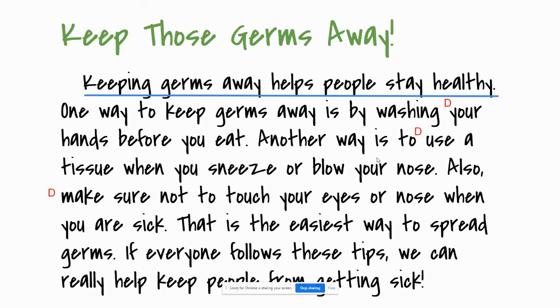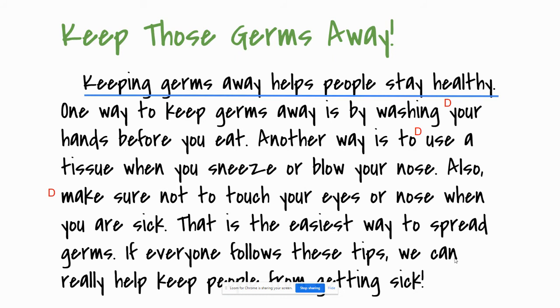Then, my last sentence I made so that it wraps up everything that we're trying to say. So I said, that is the easiest way to spread germs. What's the easiest way to spread germs? Touching your eyes and nose. So for this detail, I used two sentences. If everyone follows these tips, we can really help keep people from getting sick.